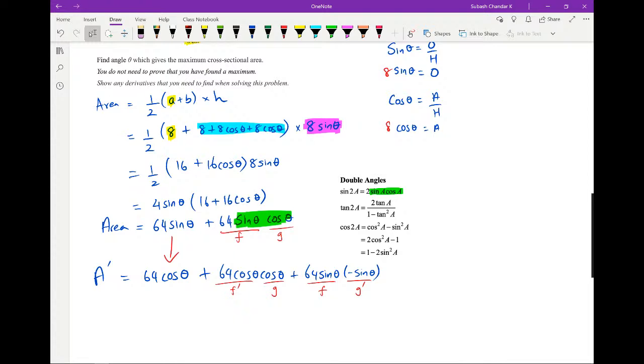Yeah, double angle is easier, but you're still going to get the same issues again. If you were using the double angle, I'll do it on this side here. So area is equal to 64 sine theta, and this becomes plus 32 sine 2 theta. Because look at this, this is double of that, so 64 divided by 2 becomes 32. You just write it another way, that's all.